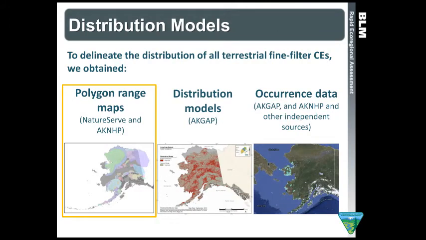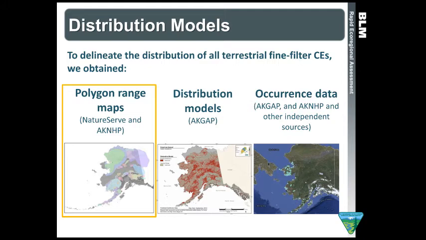So for the distribution models, and those of you who have sat in on many REAs, this will be old to you. You will have seen Tracy Goddard present this many times. But we developed distribution models in a couple different ways. One is just doing polygon range maps. You'll see this for the caribou as they're really widespread across the state, and those are kind of the maps we have. We also have distribution models that were developed by Tracy Goddard through the AK GAP program. And then in some cases, when the distribution models and the range maps don't work very well, we've used occurrence data to develop new distribution maps specifically for this area.